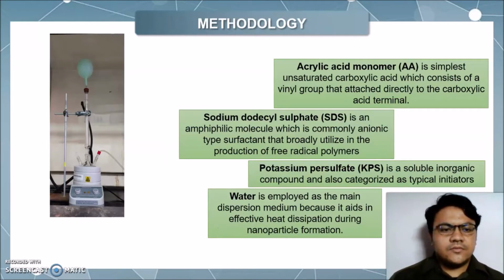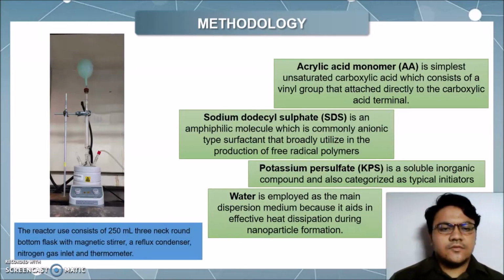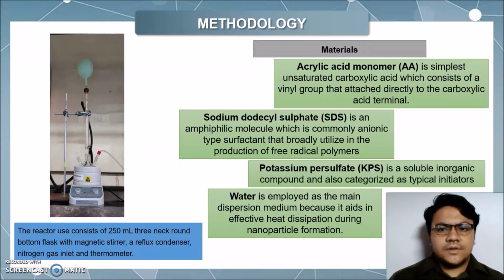For the methodology, we use a reactor that consists of a 250 ml 3-neck round bottom flask with magnetic stirrer, a reflux condenser, nitrogen gas inlet, and thermometer. The materials used are acrylic acid monomer, which is the simplest unsaturated carboxylic acid, and sodium dodecyl sulfate (SDS), an amphiphilic molecule which is a commonly used ionic type surfactant.